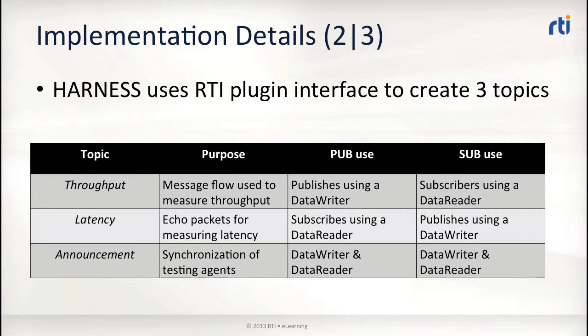Lastly, the announcement topic is used for test synchronization and coordination. For example, the publisher will not start sending throughput data until all of the expected subscribers have been found. This synchronization is based on the announcement topic. When a subscriber starts, it sends a single message announcing its presence. The publisher uses this information to decide when to start the actual test. This topic removes the need to worry about startup order since the publisher will not start until all subscribers have announced their presence. Note this is a synchronization mechanism independent of RTI Connext discovery because the harness is designed to be middleware agnostic.